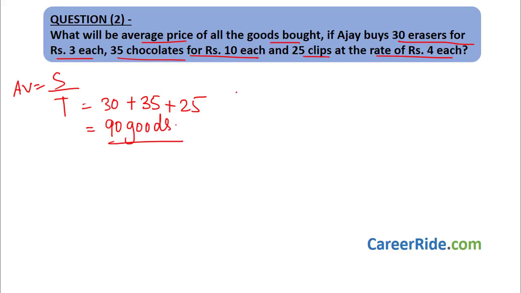What do we have to find? We have to find the average price, right? That is nothing but the cost. So we have to find average price which is there. We have one element, that is the total number, 90. Now what we need to find is the sum of everything. Now what is sum?